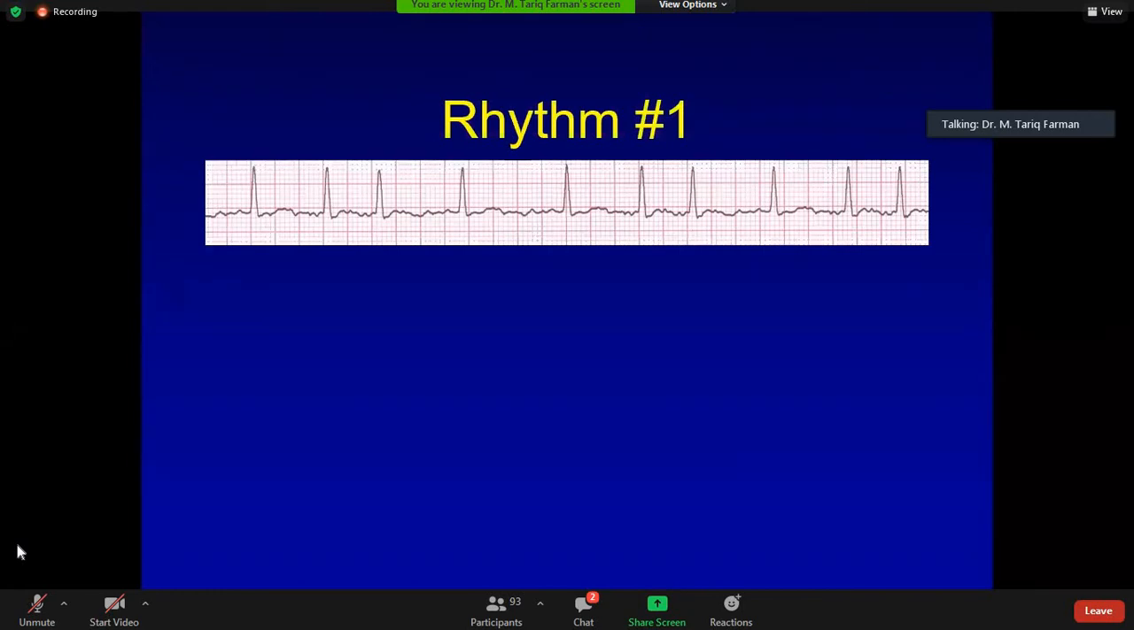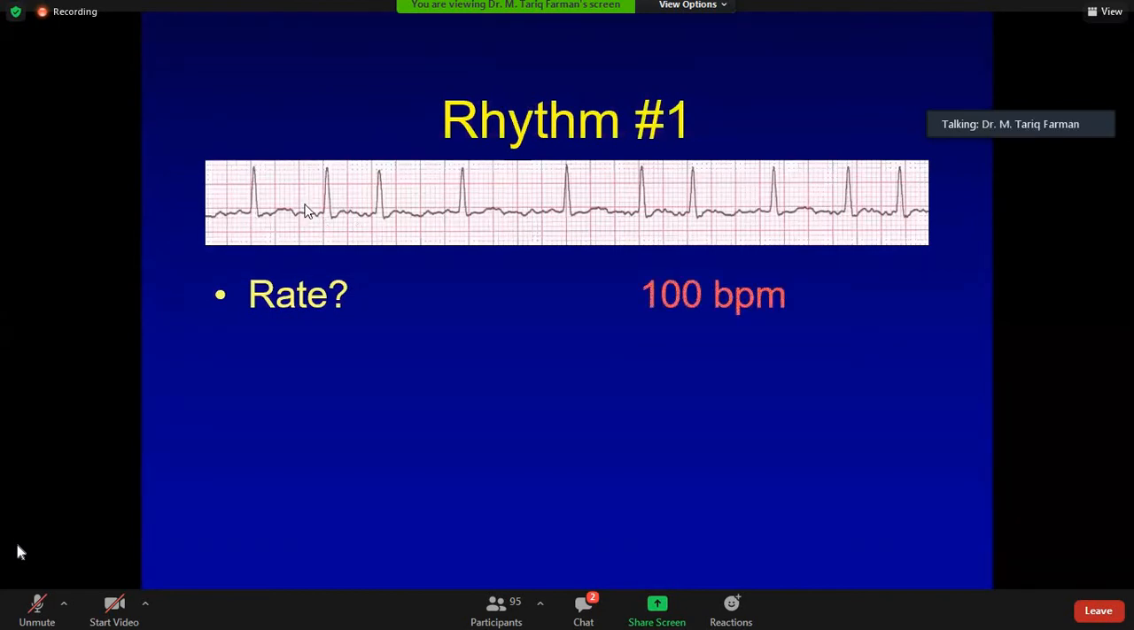So if the P wave is absent, you see there is no definite P wave, and only you can see the fibrillatory waves. And the second thing is that if there is varying RR interval, R to R variable, variable RR interval. So these are the two findings. And if you have these two findings, then the diagnosis is very easy. It's called atrial fibrillation.